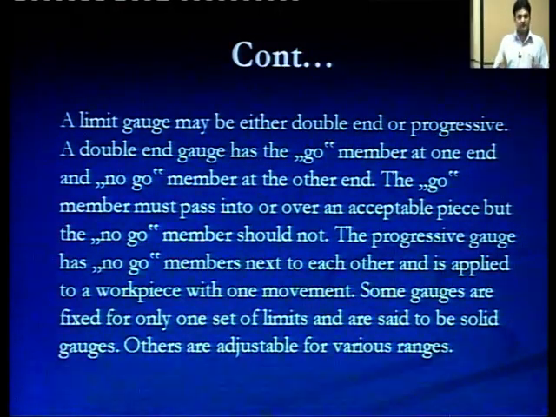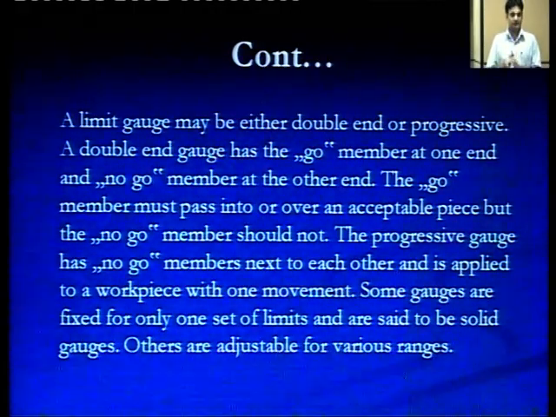Now the go member must pass into or over an acceptable piece, but the no go member should not. What is that? A go member in case of a plug gauge passes into the hole, and a no go member should not pass through that hole. Now the progressive gauge has the go and no go members next to each other and is applied to a workpiece with one movement.